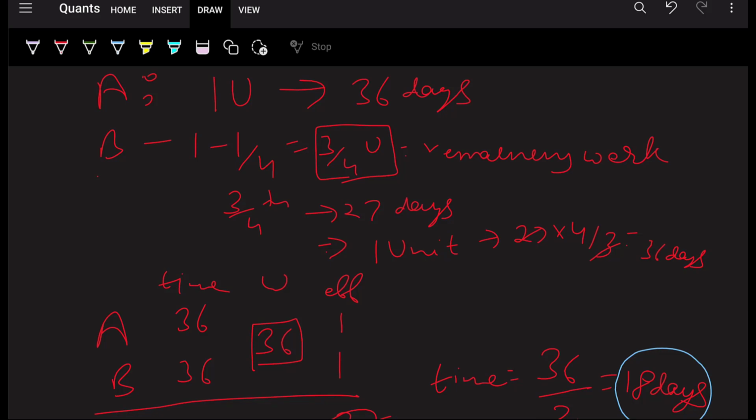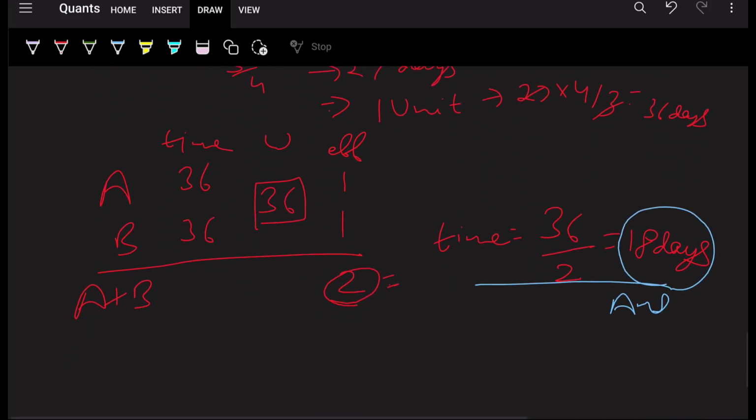So 1 unit will be completed in what? 27 into 4 divided by 3. This was 36 days. Now we will make the table. So 36, LCM will be 36. So this is the whole work.